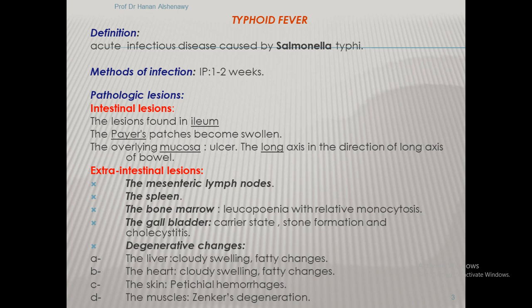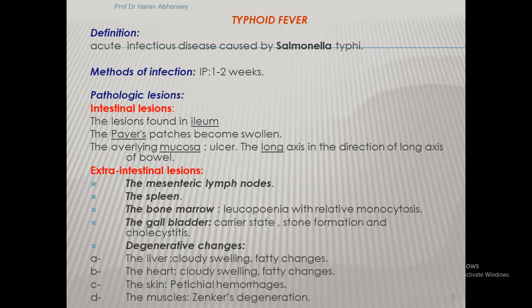The bacteria invade the ileum and proliferate in the Peyer's patches. These Peyer's patches are the lymphoid follicles, which are normally seen in the ileum. They become swollen, then the overlying mucosa is sloughed or becomes an ulcer. This ulcer is oval, with its long axis in the direction of the long axis of the bowel. I mean, it's oval and parallel to the long axis of the bowel. It's the opposite of a tuberculous ulcer, if you remember tuberculosis from general pathology. This is the lesion in the intestine.